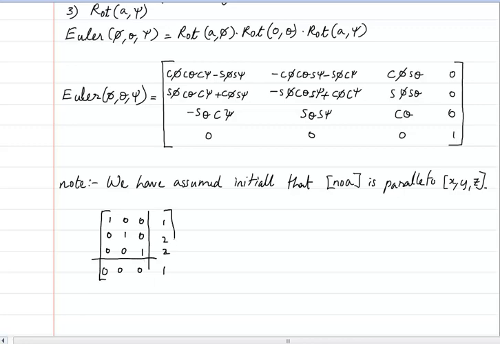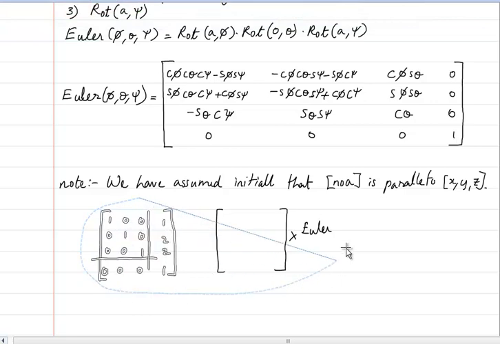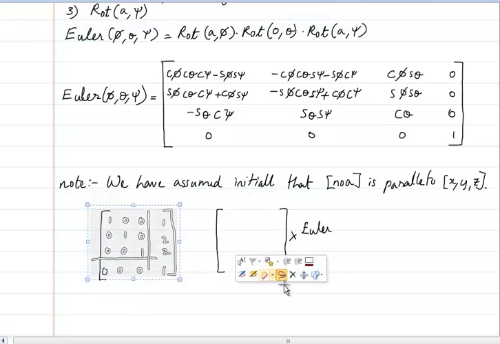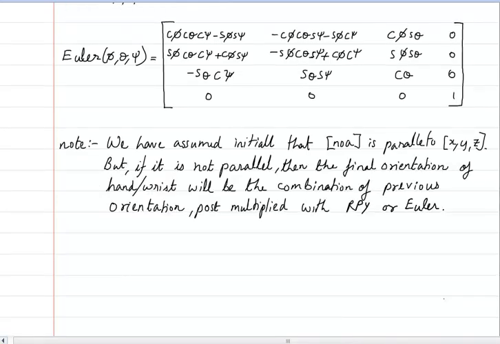Now, if this orientation is something else, then all you have to do is post multiply the current matrix with the Euler one or the RPY one to find out what will be the final one. So let me write that as a point. We have assumed initially that NOA is parallel to XYZ, but if it is not parallel, then the final orientation of the wrist or the hand will be a combination of the previous orientation post multiplied with the RPY or the Euler matrix that we have got just now here.